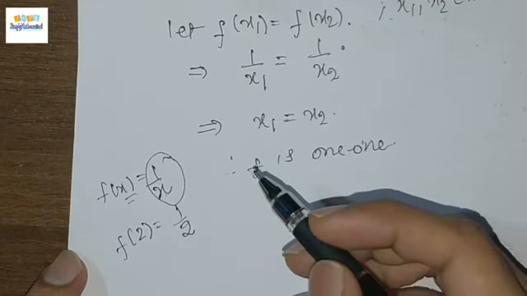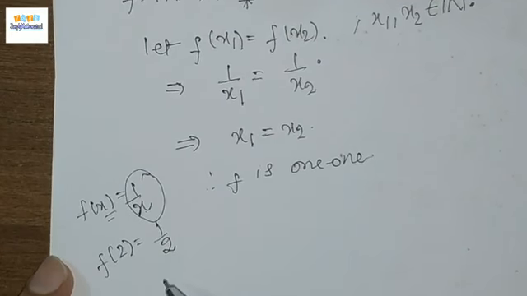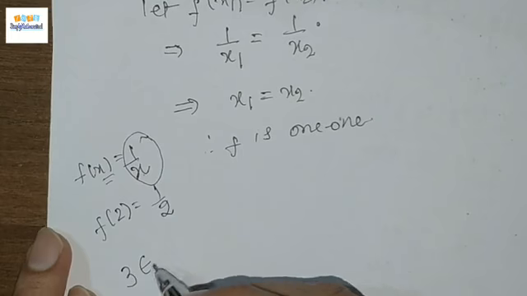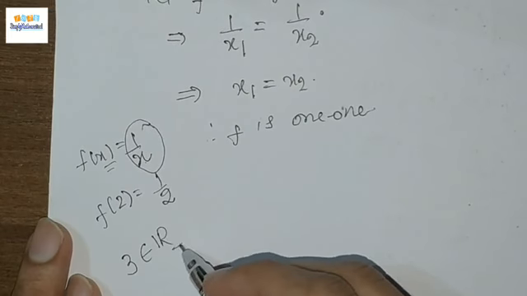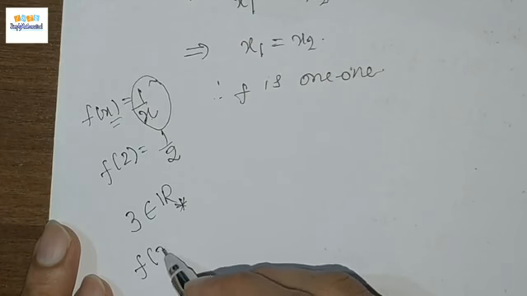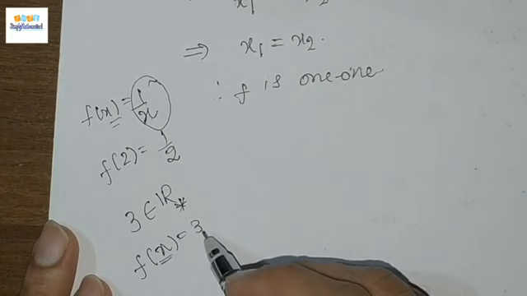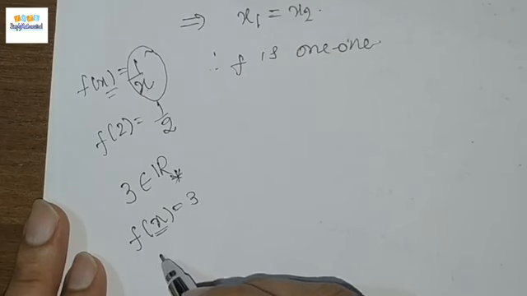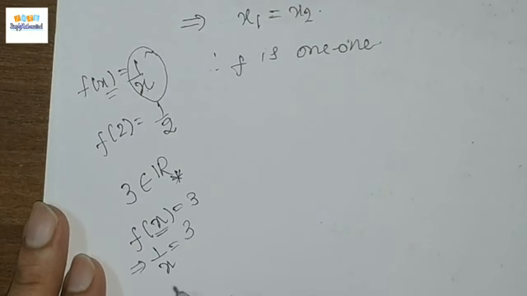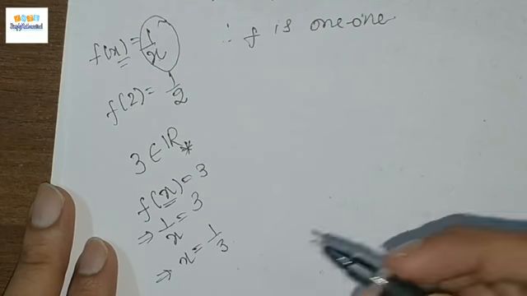Okay, so like that the function is. Now if you have an element, say 3, in the codomain, that is R star. So you have to do what? You have to do this, right? f(x) is equal to 3, that means you have to find x which gives you 3, right? So what is the function? The function is defined as 1 by x. So 1 by x will be equal to 3, right? So what you will get is x is equal to 1 by 3, right?